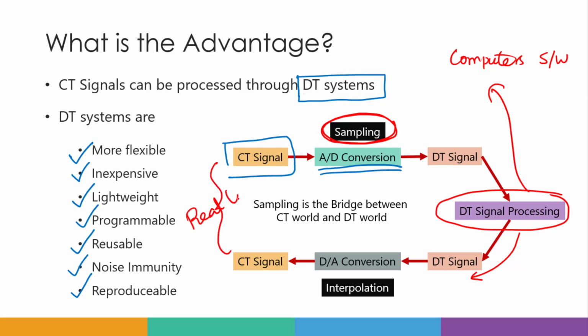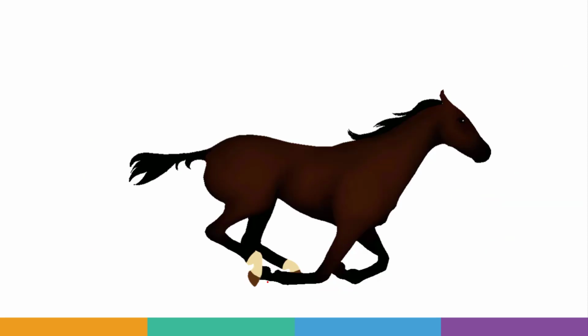In real life we have only CT signals, so we have to convert them back to CT signal. That operation is known as interpolation, and that also we will discuss in this video series. So that is the reason for going from a continuous time signal, sampling it, processing it in the digital or discrete time domain, and then converting it back to a CT signal.